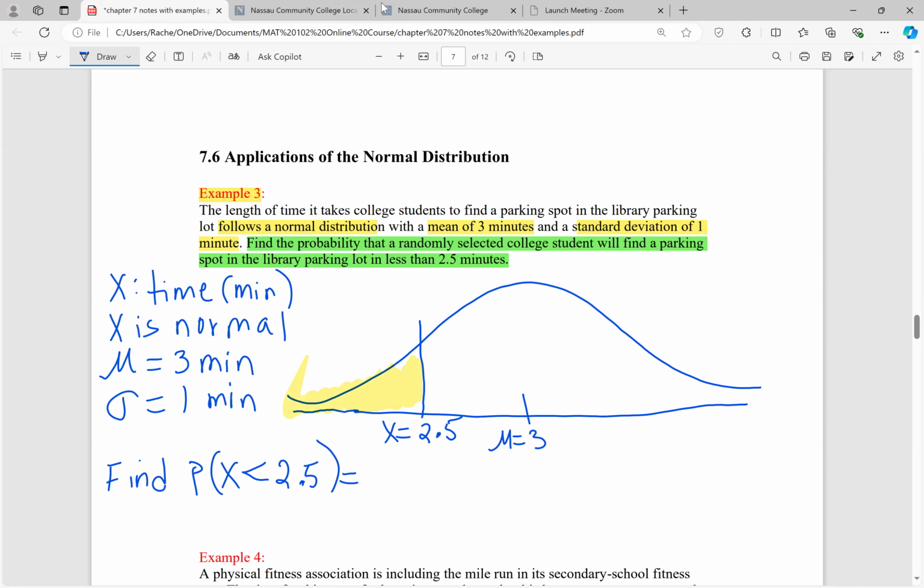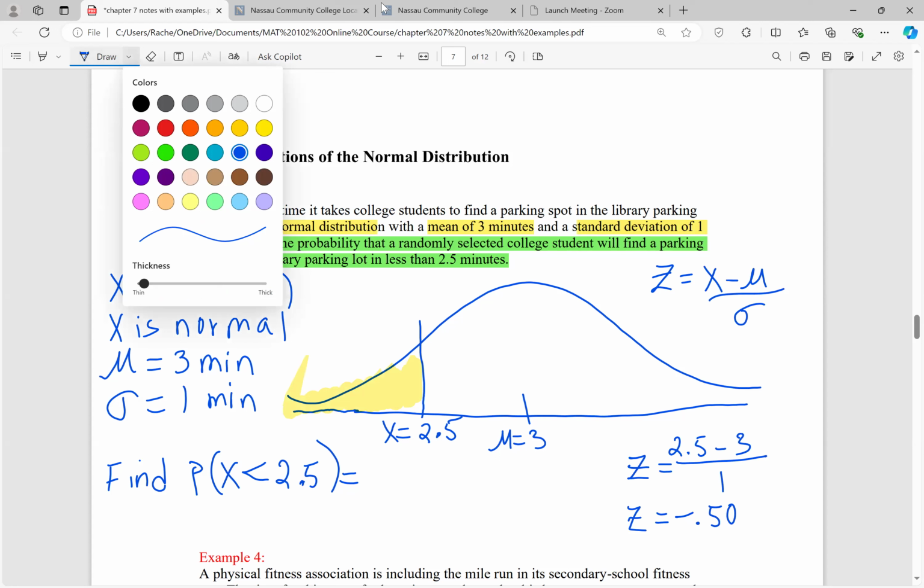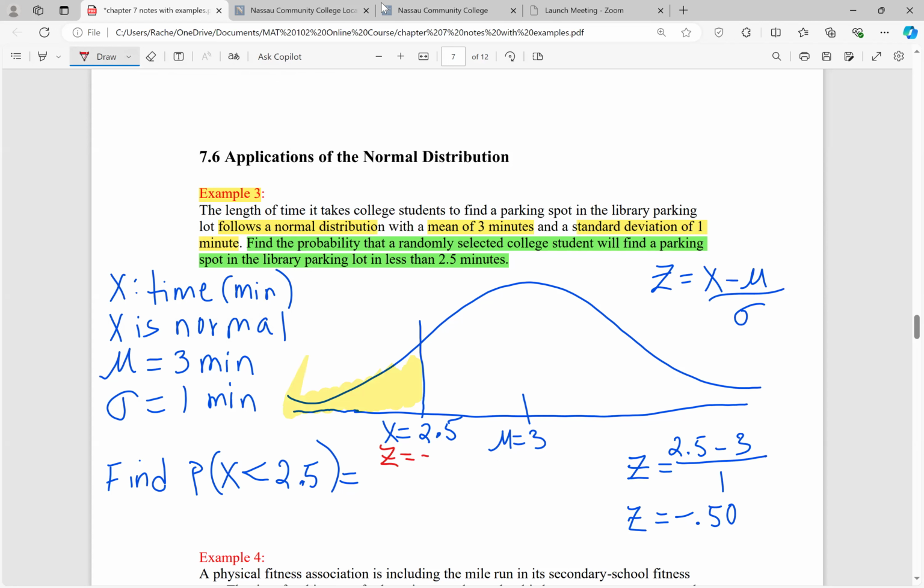So remember, z-score is equal to data value minus the mean over the standard deviation. So z in this case is going to be 2.5 minus the mean, which is 3. And we have to divide that by 1, which is a standard deviation. So we're taking 2.5, we're subtracting 3, and we're going to get negative 0.5, right? Because we're dividing by 1. So my z-score that corresponds to a raw score of x equals 2.5 is going to be negative 0.5, which makes sense, right?